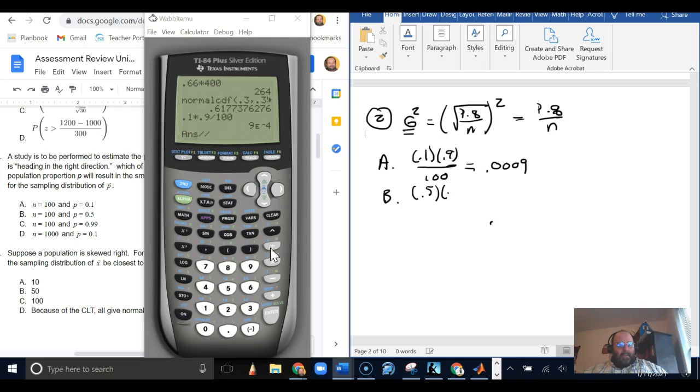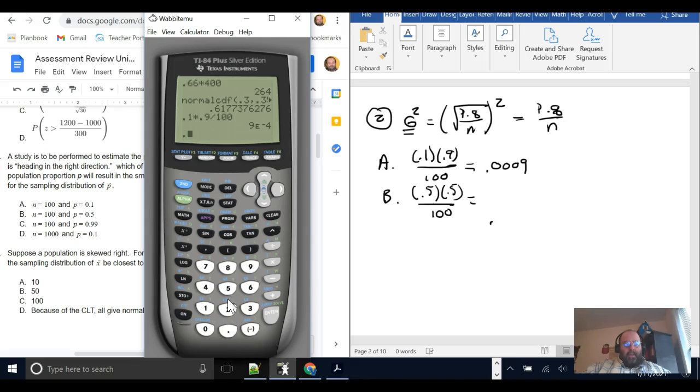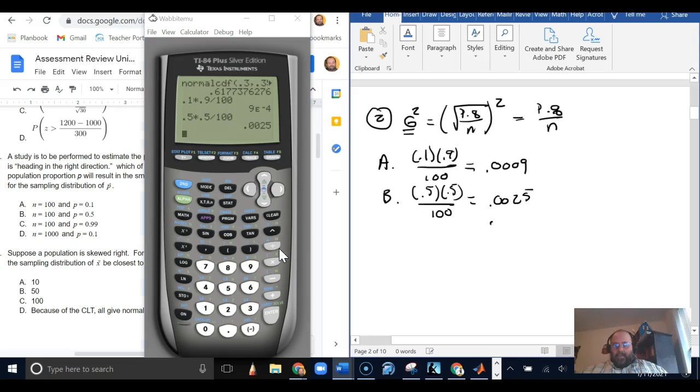Part B would be 0.5 times 0.5 over 100, right? Because if P is 0.5, Q has to be 0.5, so 0.5 times 0.5 divided by 100 gives me 0.0025. Part C says 0.99 times 0.01, right? Over 100. So let's try that one.